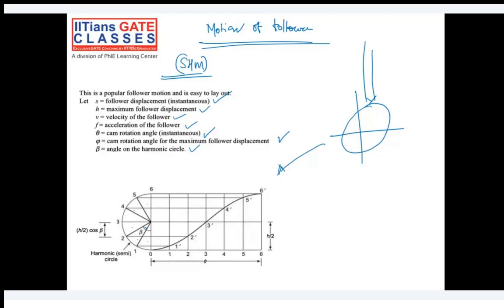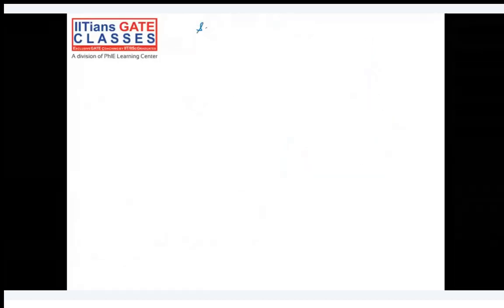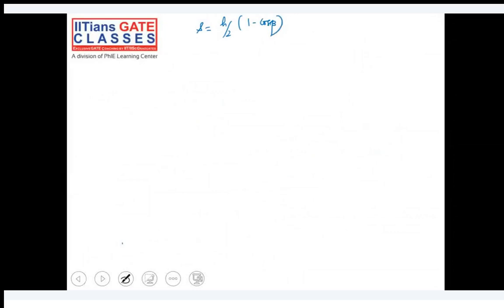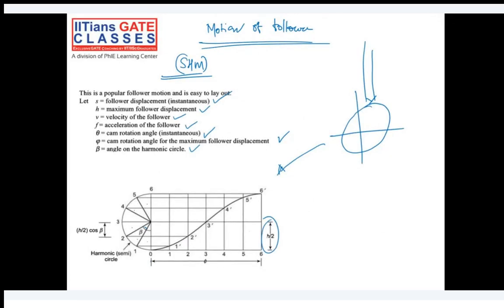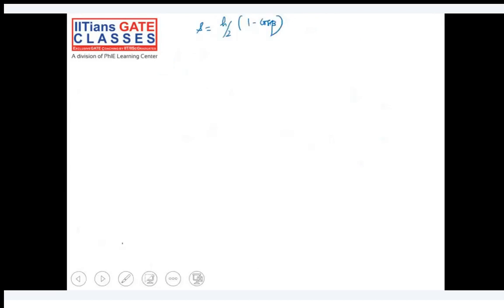So at any instant, if you are supposed to calculate the displacement, how will you calculate it? That is given by the formula h by 2 times 1 minus cos of beta. This displacement is given by h by 2 times 1 minus cos of beta. Okay, so if you try to differentiate or simplify it, beta we don't know, so we have to translate it into theta, then only we'll get an idea about it. So beta is written as pi times theta divided by phi. The relationship between beta and theta is this.